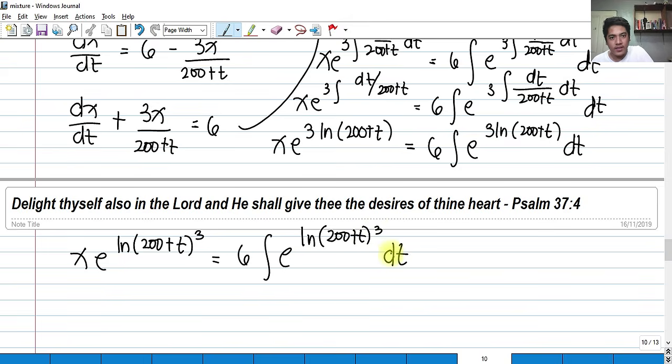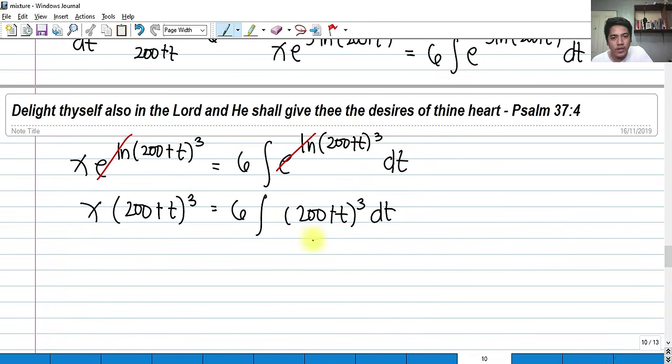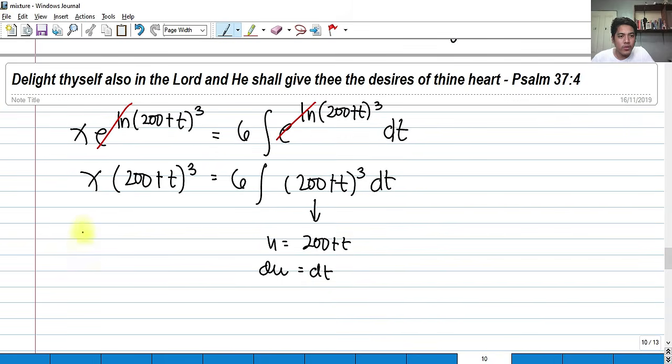Okay, and d. So, we know that this would cancel out. So that we have now x multiplied by (200 + t)^3 is equal to 6 times the integral of (200 + t)^3 dt. And if I'm going to integrate this with respect to t, I can let u = 200 + t, du is simply equal to dt. So, u substitution. So, what will happen?